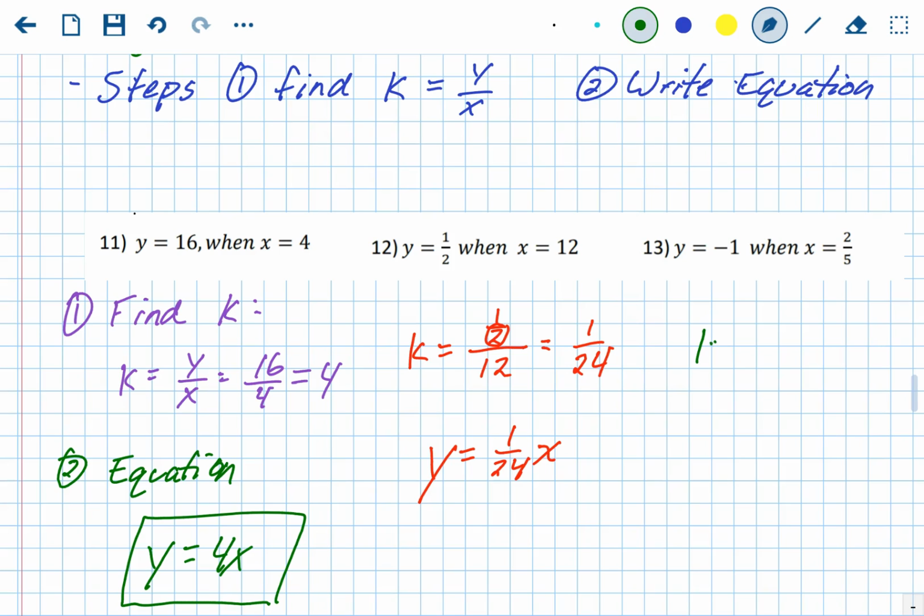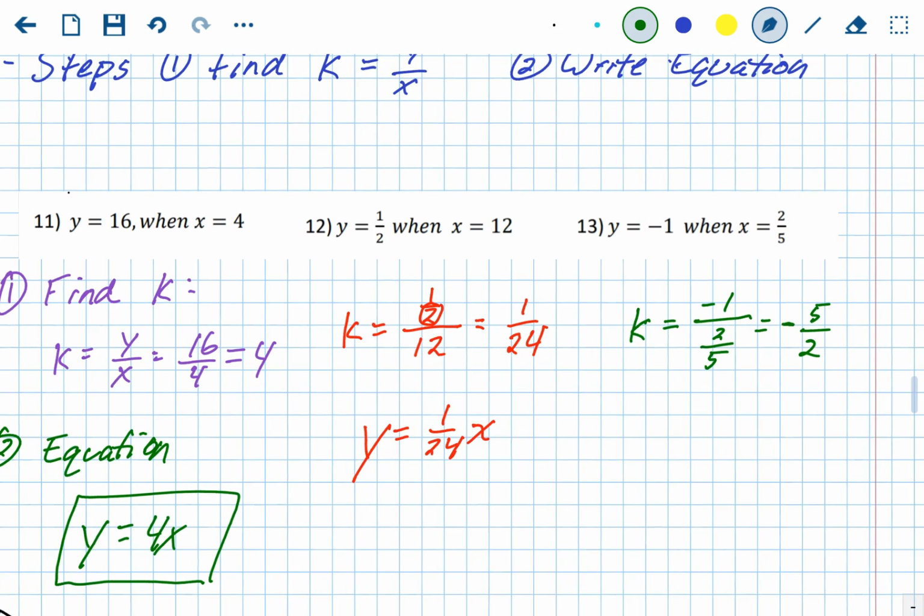Same thing on the last one. Find the k value. Y is negative 1 when x is 2/5. Okay, so you're going to have to know some fraction skills for this one. When you have a whole number divided by a fraction, you can flip the denominator, multiply by the reciprocal. So this is going to be negative 5 halves. That's your k value. Write the equation. Y equals kx. Y equals negative 5 halves, 5 over 2, x.